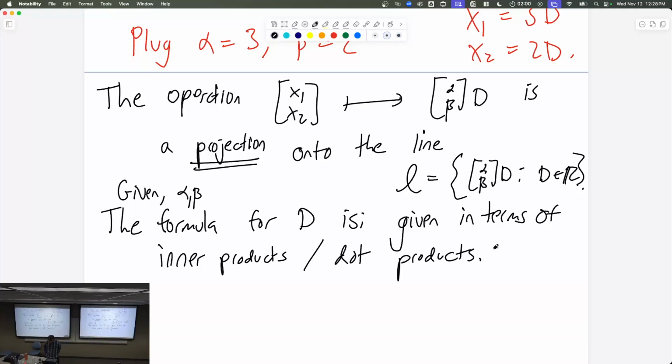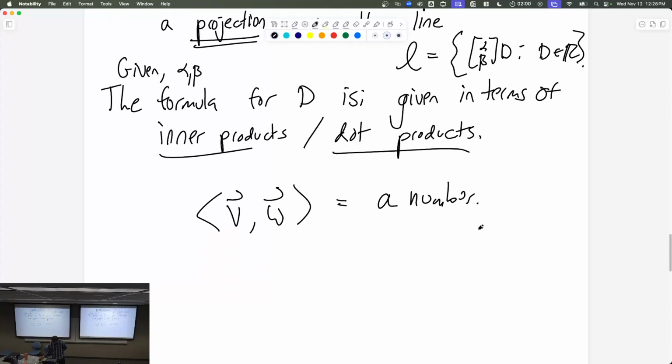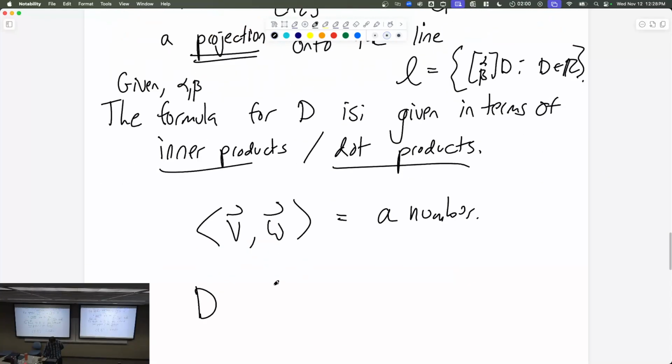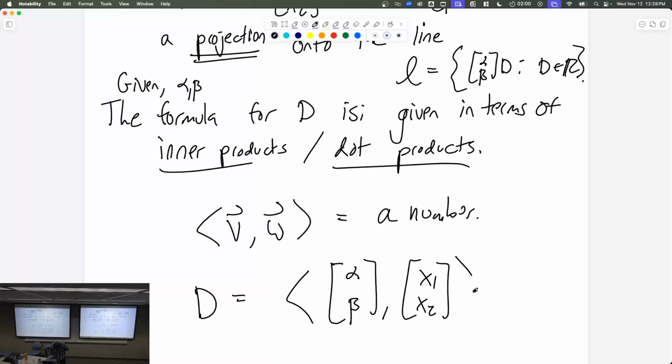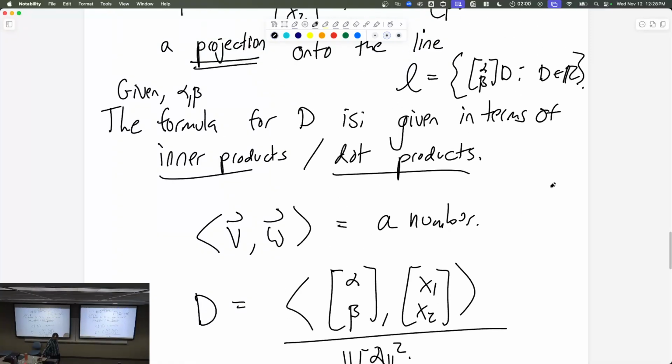All right, so inner product or dot product. You might remember this kind of notation. You have some vector v and some vector w, and the inner product is some number. Okay, and I believe the formula for d is going to be something like the inner product of the vector alpha beta with the vector x1, x2, divided by the norm of alpha beta squared. So this is the formula. This is the projection formula.